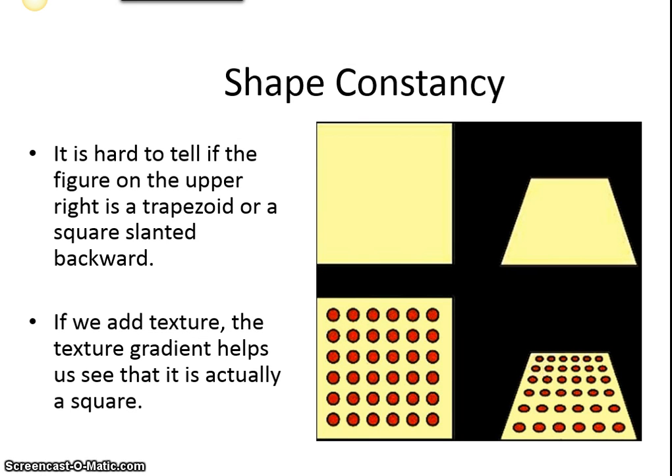So let's look at another illusion, shape constancy. Look at the first two images on the top of that square. It's hard to tell if the figure on the upper right is actually a trapezoid, or is it this square that you see on the left tilted backwards. One way to tease through that is to add texture. If we add those round circles in rows across that square, the texture gradient helps us to see that that figure is actually a square, not a trapezoid.